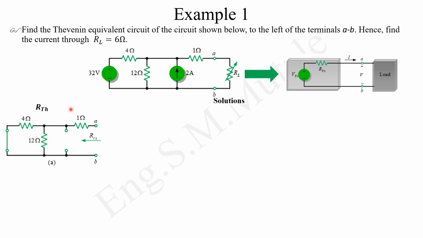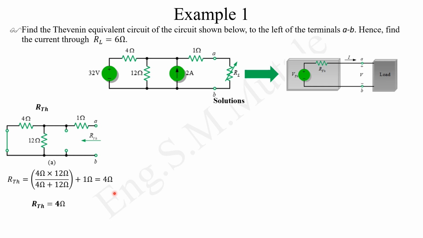You realize that these two resistors, this one and this one, are now in parallel. This 4 ohm and the 12 ohm are in parallel because this point and that point are connected, as well as this point and that point. So you have a parallel combination of these. What we are having there, the total will be in series with a 1 ohm. So a combination of those resistors will give us the Thevenin resistance, which is 4 ohm.